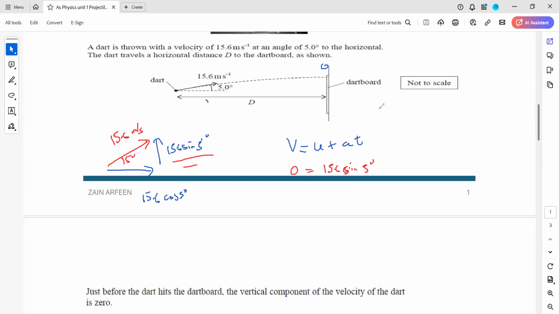Then acceleration is due to gravity, but it will decelerate. So we'll write a as minus 9.8, and the time is t. When we simplify, 9.8 into t is equal to 15.6 sine 5. If we need t, that will be equal to 15.6 sine 5 divided by 9.8.